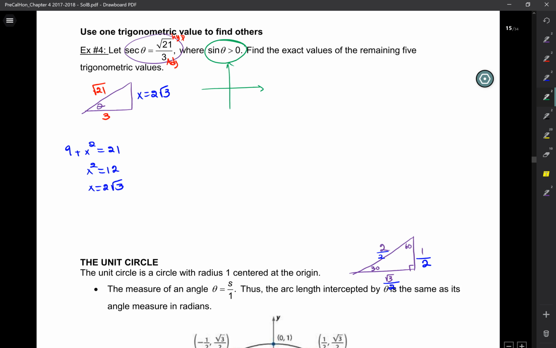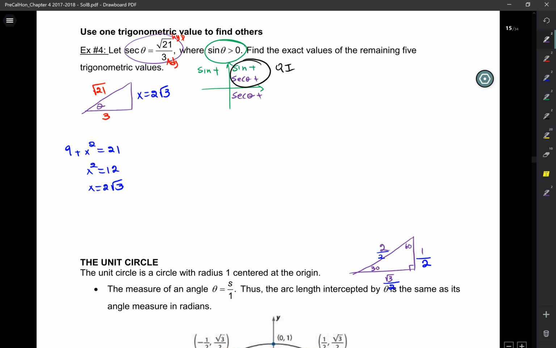in which two quadrants is sine of theta positive? Here and here. Now, what about the secant? Secant is positive √21/3. Where is that positive? Here and here, right? Okay, so the quadrant where both of them match is quadrant 1, so all my answers are going to be in quadrant 1. That means the other trig functions are all going to be positive.